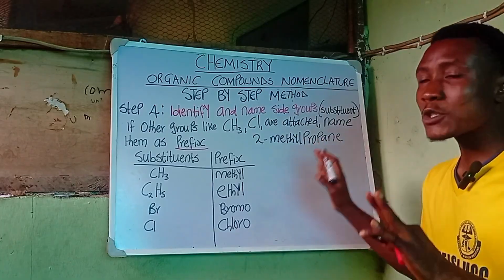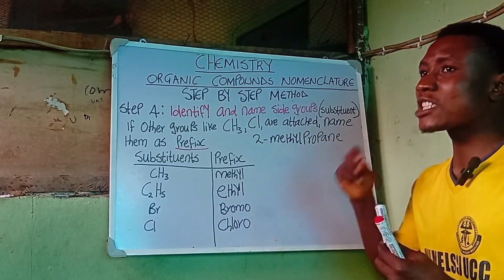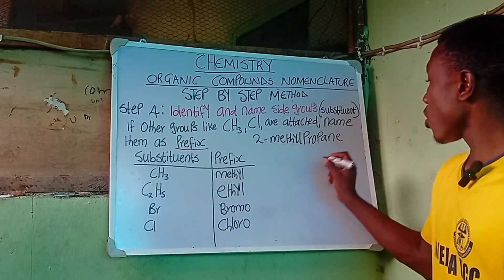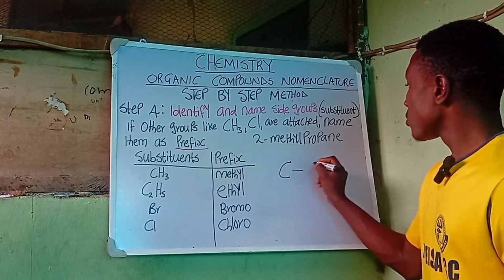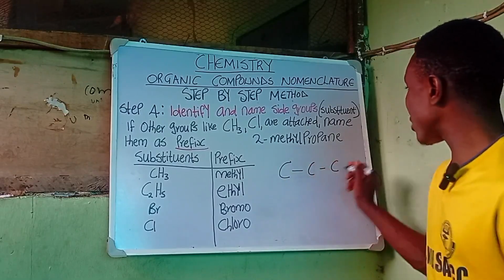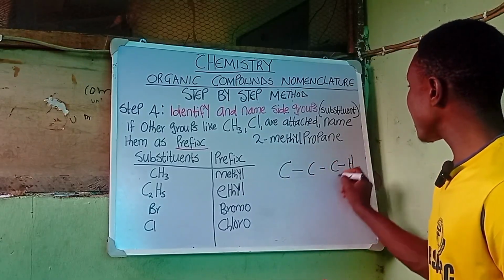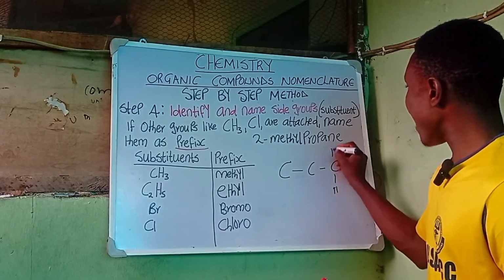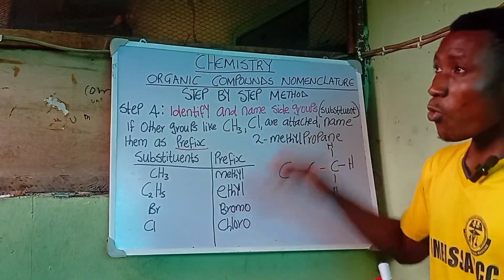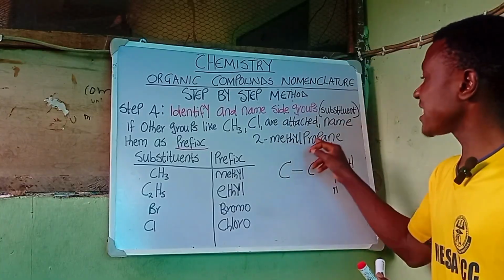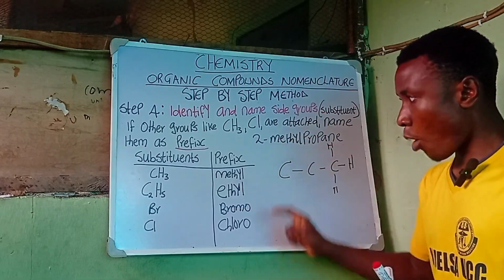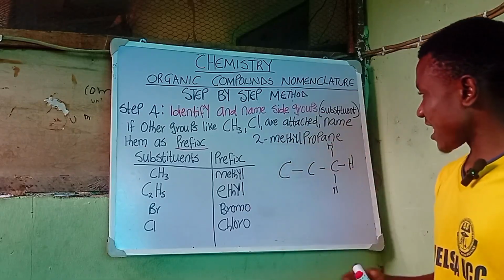So first of all, represent your carbon atoms. Remember, these chains can be straight chains or branched chains. So we say 1, 2, and 3. We have represented our carbon atoms, and they are bonded by hydrogen. Now, 2-methylpropane is simply a 3-carbon atom chain with methyl found in carbon number 2.